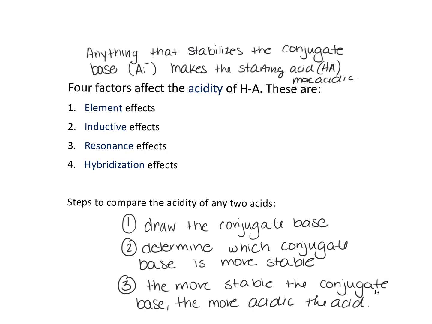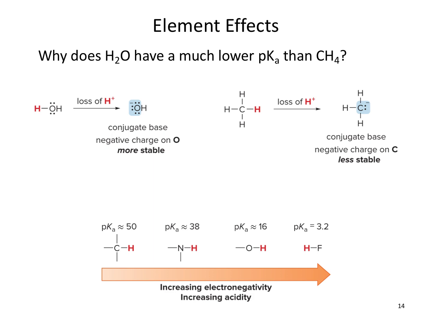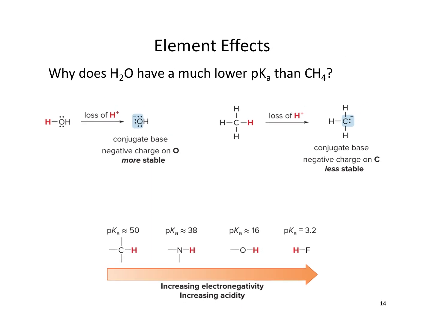We're going to look at these effects in order. So let's look at element effects first. And we're going to look at some comparisons here. If we look at the pKa's for water and methane, which is CH4, the pKa for water, if we look at table 2.1, is 14. And then the pKa for methane is 50. Okay, and so the question that we have is, why is water so much more acidic? Why does it have a lower pKa than methane does?